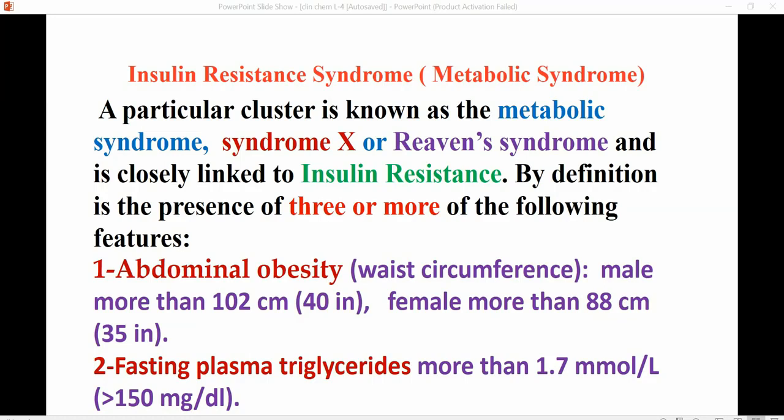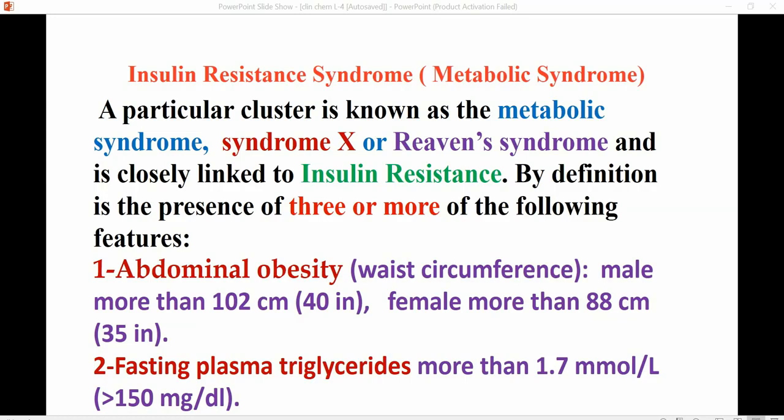the major pathological mechanism. Metabolic syndrome, which is also known as syndrome X or reverse syndrome, is closely linked to development of a resistance state of insulin. It can be defined by the presence of any three or more of the following features.